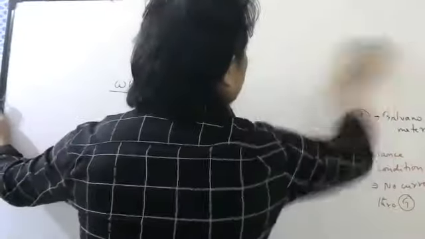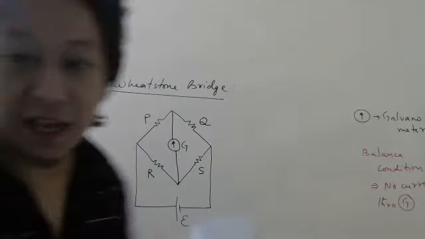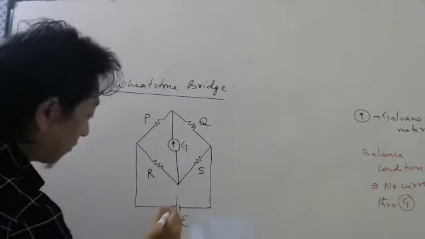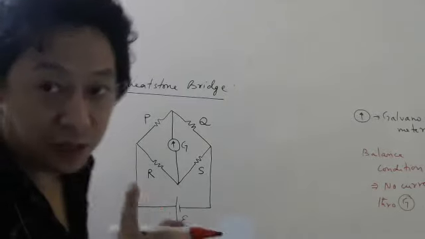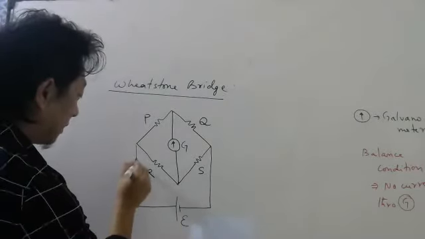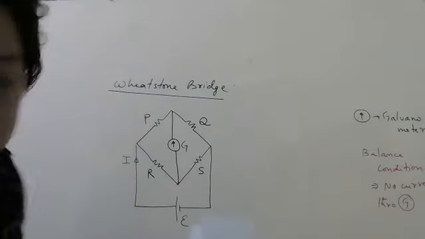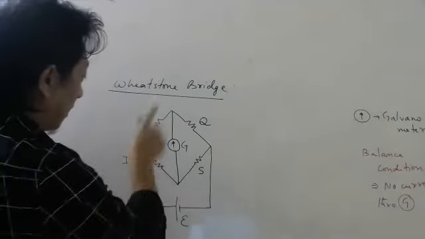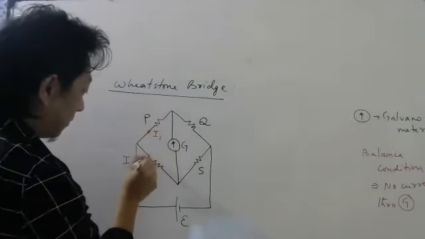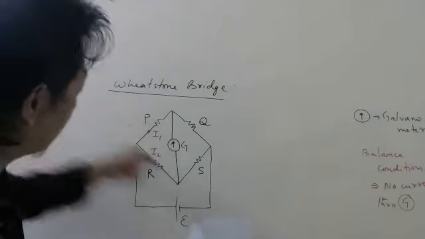So now let us find the condition. What we will do, first we will assign current. First we will show the direction of current. So let us say from this battery, listen carefully everyone, the current here is I. Now this current I will divide here. Let us say it is going here I1 and I2. I1 goes here, I2 goes here.